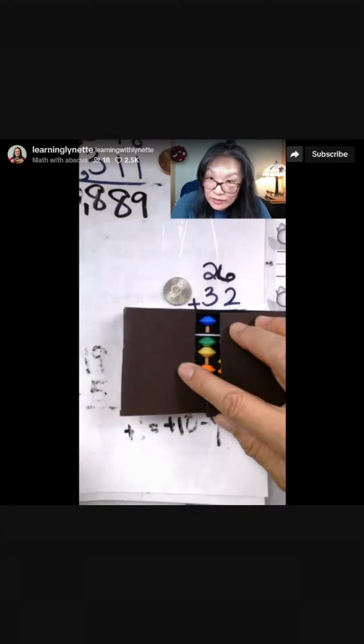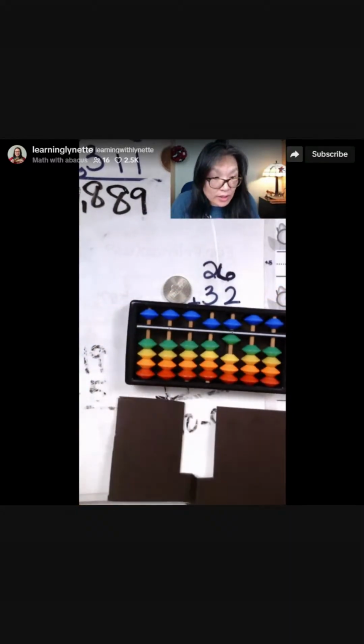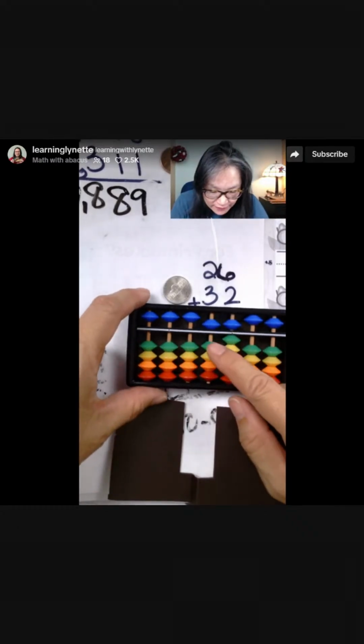And then what are we going to do? We're going to add the 2. Can we add the 2? Yes, we can. So we're going to add the 2. So my final answer is 58. Make sense? So now what do we do?